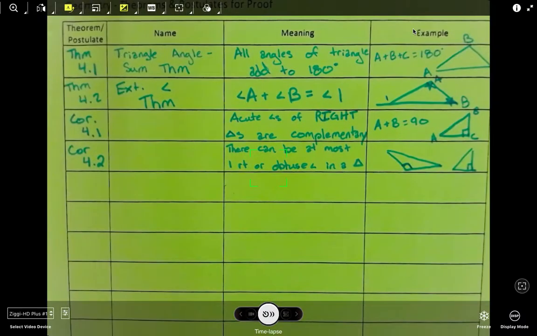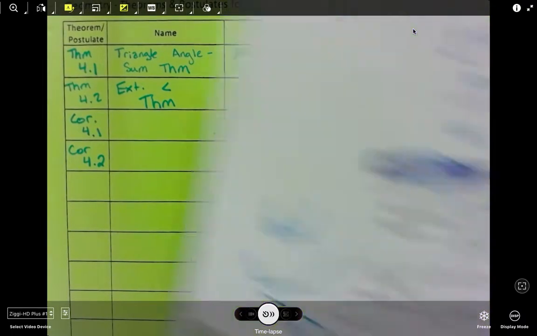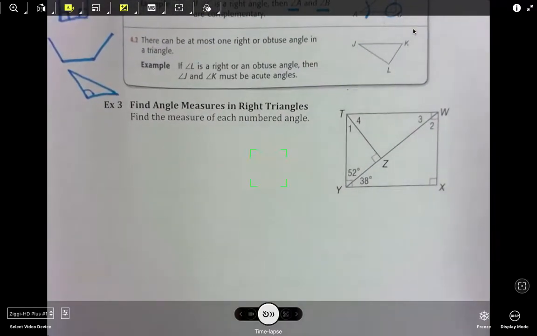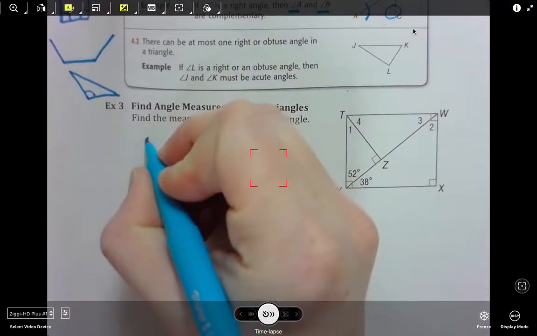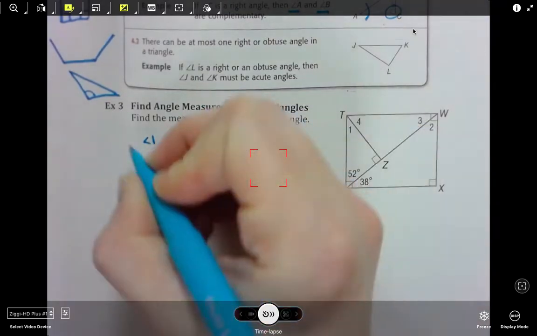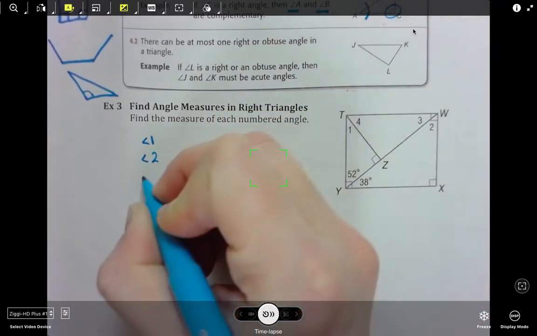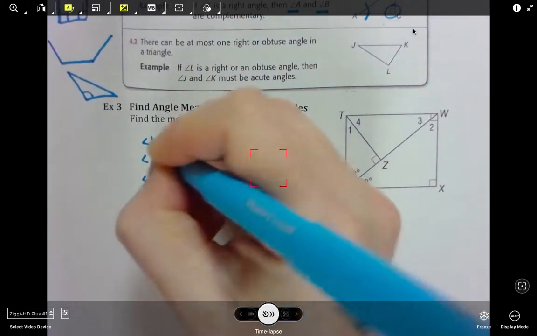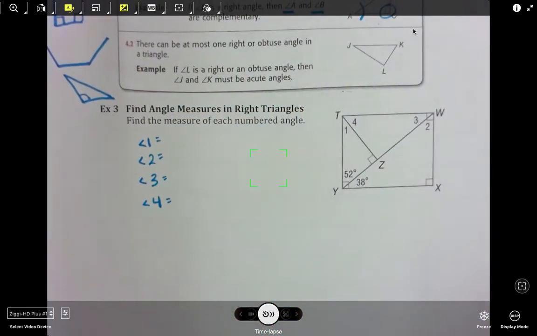Let's go down for the last example. Again, pause that if you need to, if you didn't get all that written down. Example 3, here we go. Find the measure of each numbered angle. So I've got angle 1 that we need to solve for. I've got angle 2 over here, angle 3, and angle 4. Those are the four angles that I need to solve for. Again, you don't have to do it necessarily in this order. So let's do this.